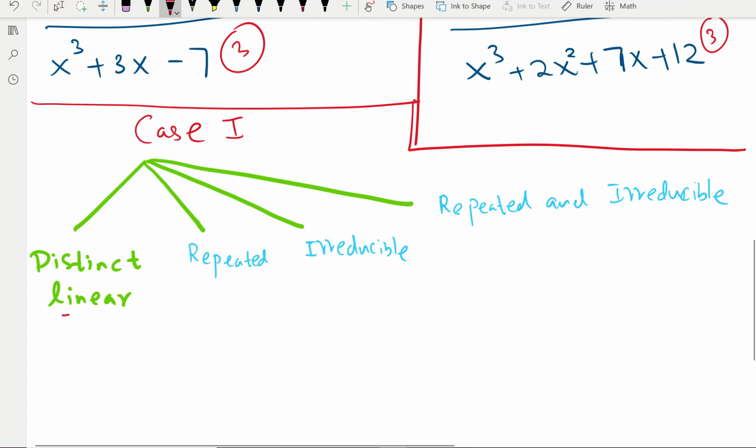So these are 4 sub-cases. The first sub-case is distinct linear factors. All these sub-cases have something to do with factors. You get these cases after you factor the denominator. Distinct linear factors. What do I mean?